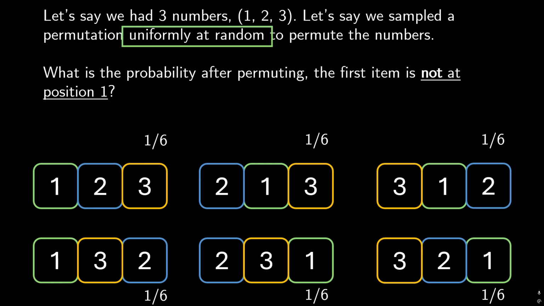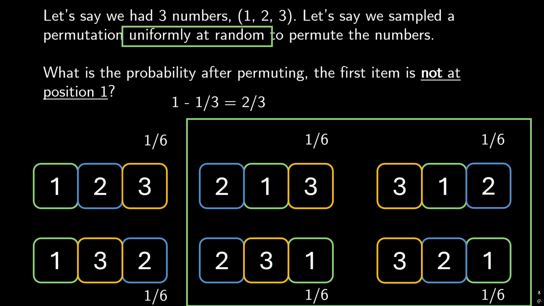Okay, what about the probability that after permuting, the first item is not at position 1? Think of this as the complement event. There are a few ways to do this. One way is that we already know the probability of the first item being in position 1 is 1 over 3, so we could just say 1 minus 1 over 3. The other way is to manually count the outcomes where the first item is not in position 1, and if you did, you would also realize that this is just 2 over 3, so it works out to be the same thing.